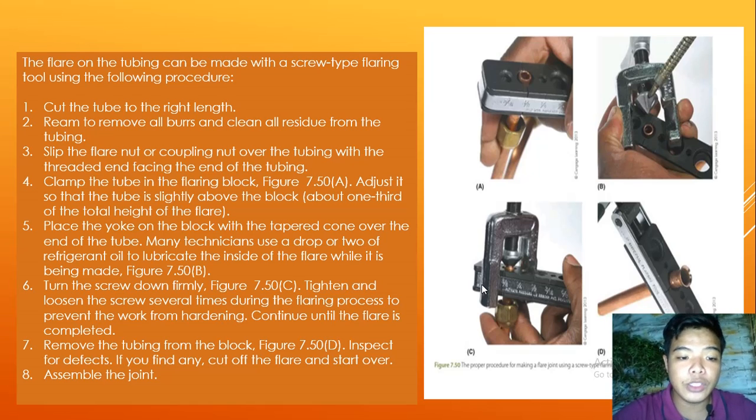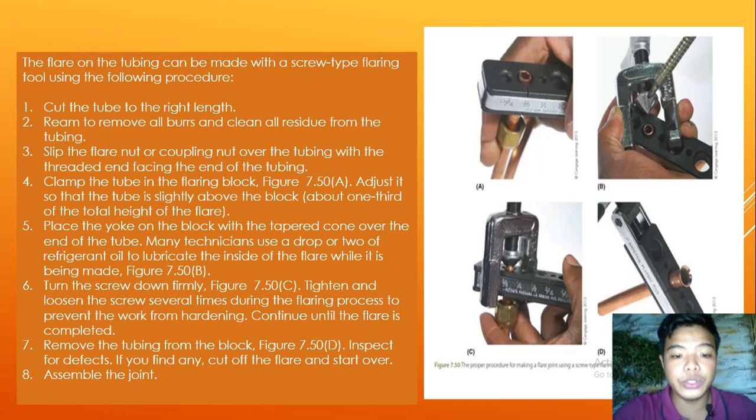Next, clamp the tube in the flare block. Figure 7.50, letter A, here. Adjust it so that the tube is slightly above the block, or about 1/3 of the total height of the flare. Next, place the yoke on the block with the tapered cone over the end of the tube. Letter B.